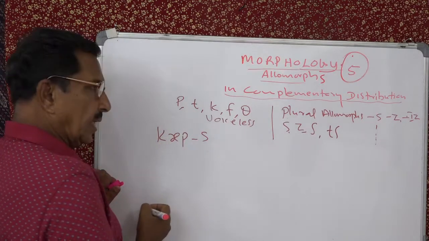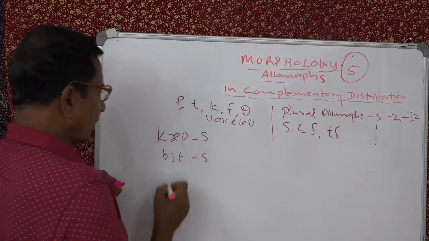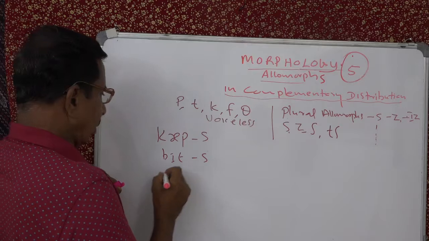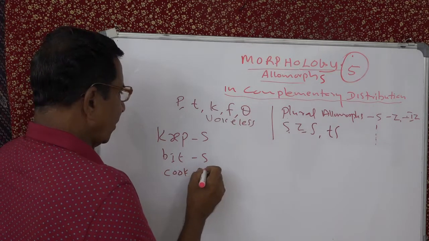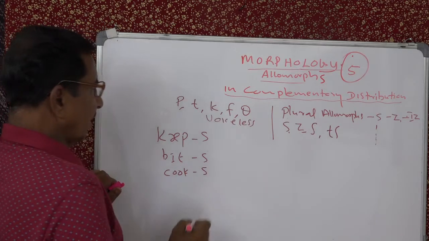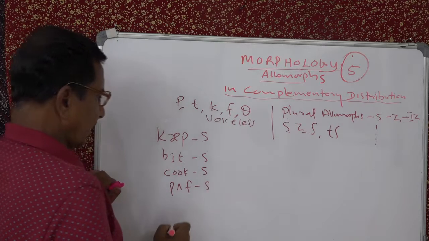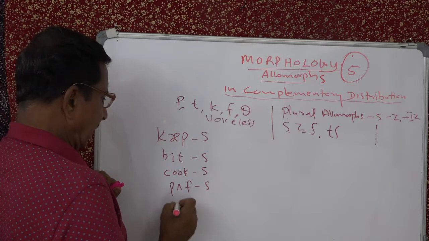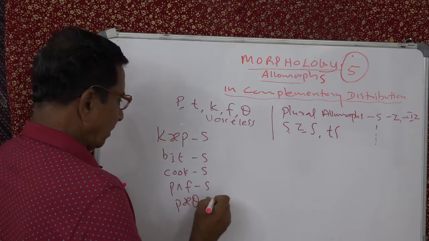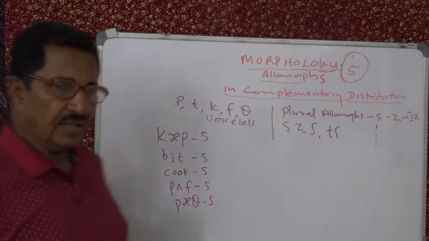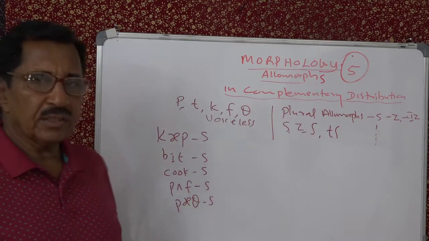Caps. Bits. Then cook, noun cook, cooks. And puff, puffs. Then you have got path, paths. See that? S. Voiceless sound, plural is S.